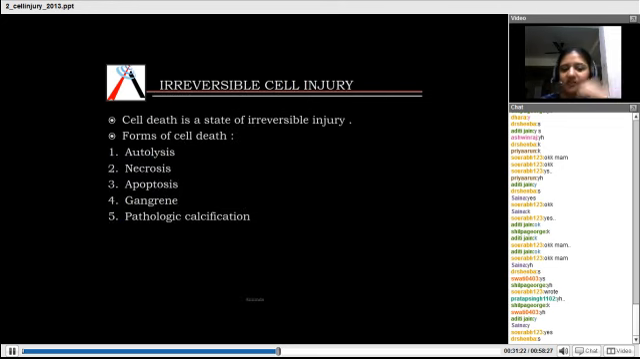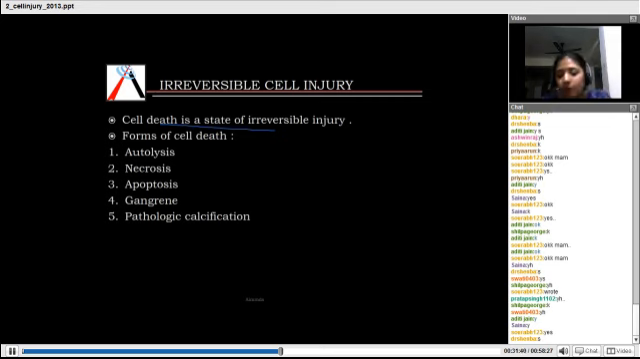We now go to irreversible cell injury. Irreversible cell injury, from the word, it's quite obvious, irreversible. The changes that take place in a cell cannot be reversed. It finally results in cell death and the cell getting out of the body. So cell death is a state of irreversible injury.